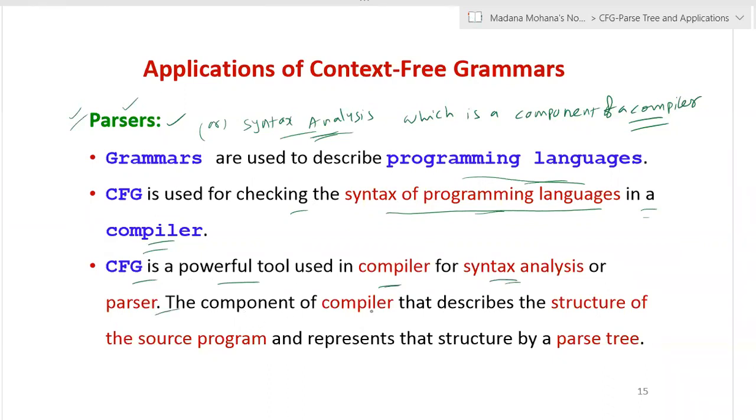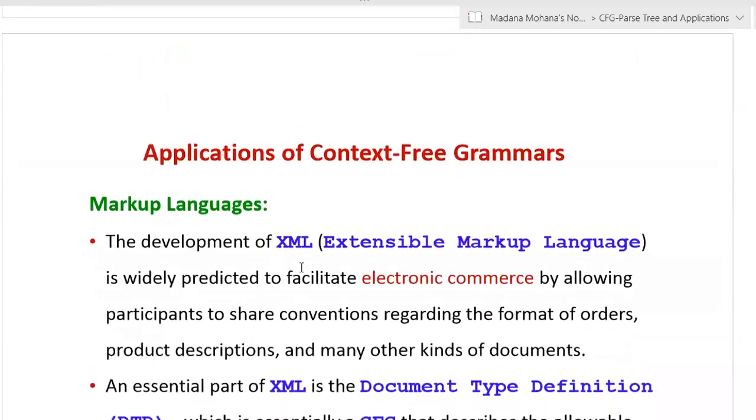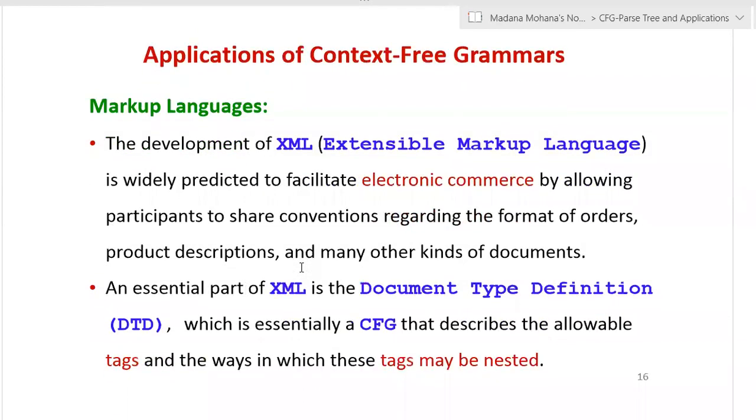The component of the compiler which describes the structure of the source program and represents the structure by a parse tree. First it takes the structure of the source program of the compiler, then that can be represented in the form of a context-free grammar. Once the context-free grammar is obtained, you can represent that grammar in a tree form, that is a parse tree or derivation tree. So that is the first application of context-free grammars in parsers.